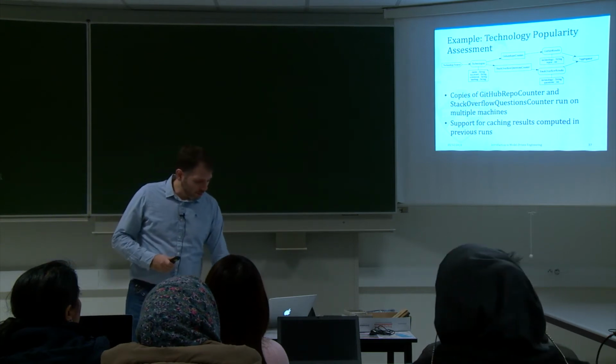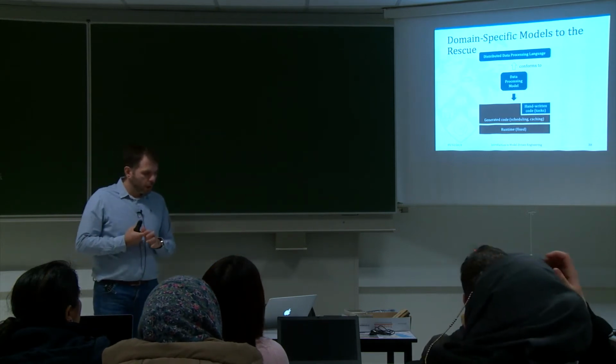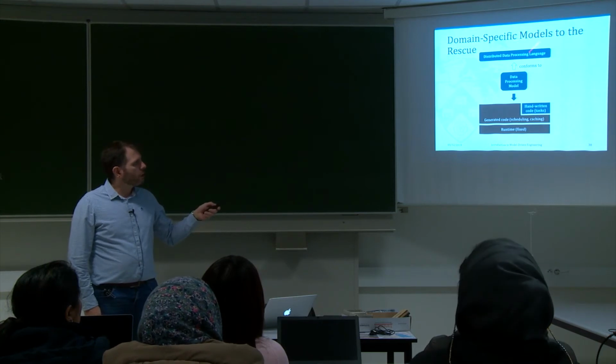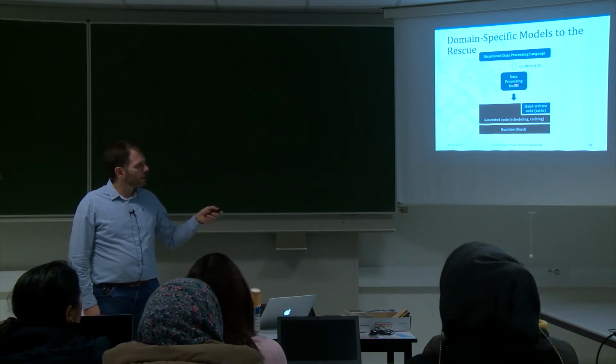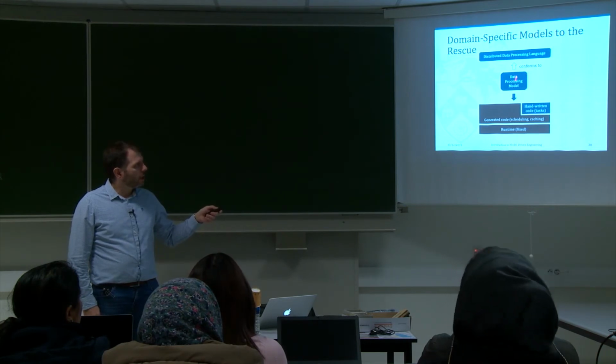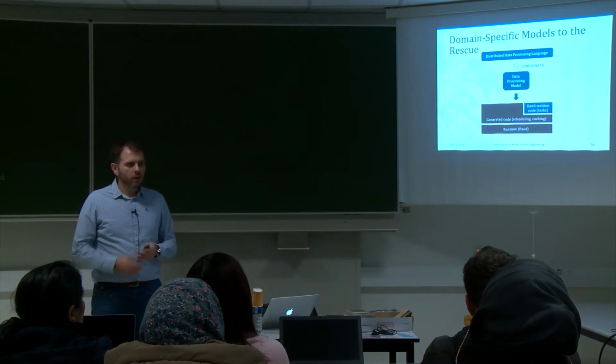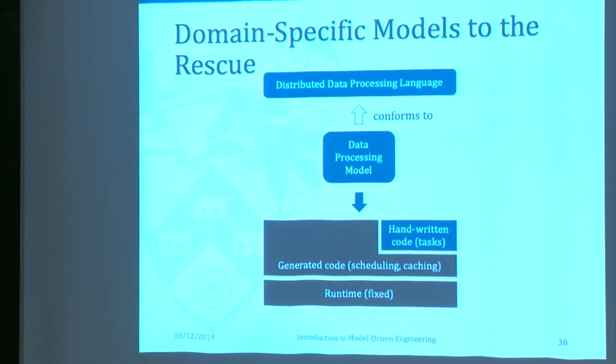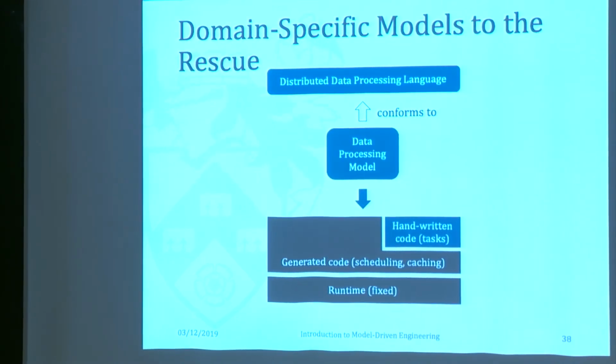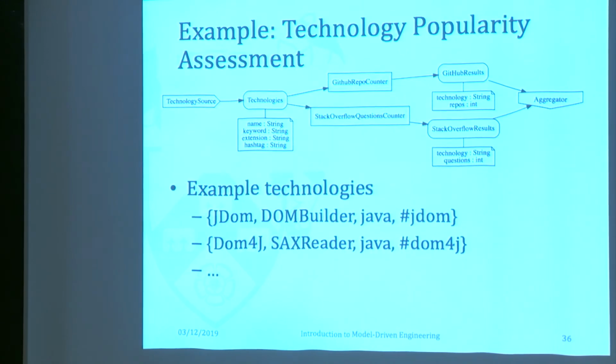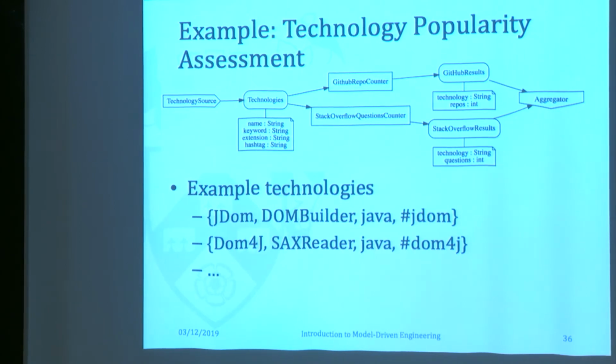So how do we do this? How do we develop such applications? We have developed a language called Crossflow, which is a distributed data processing language. We can define these workflows in terms of models, and then we can generate from these code that does all the uninteresting bits, all the scheduling, the caching and the communication between different nodes. Then we only need to go in and say what this task does and what that task does. So given this technology description, how do we count the number of GitHub repositories? That's not something we do in the model. That's something we do in code, but in a very controlled way. I'll just give you a demo to show how that works.